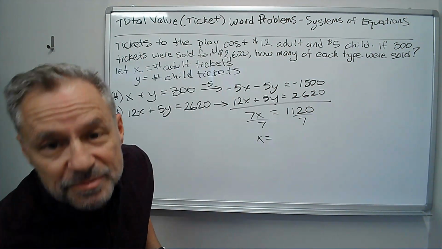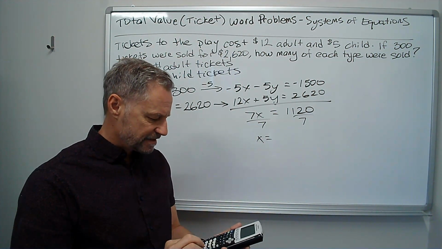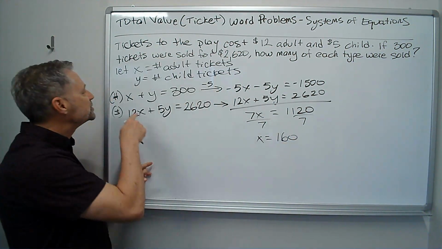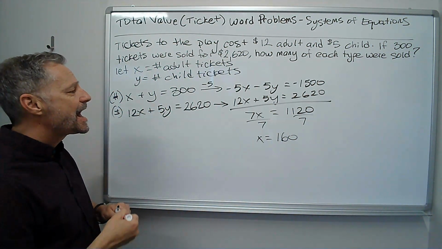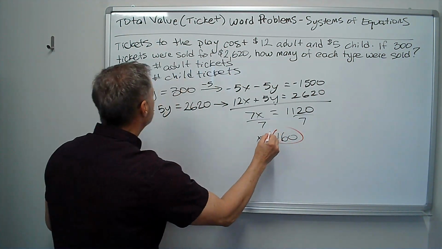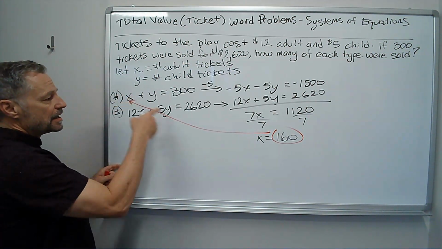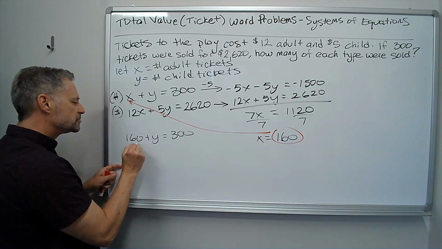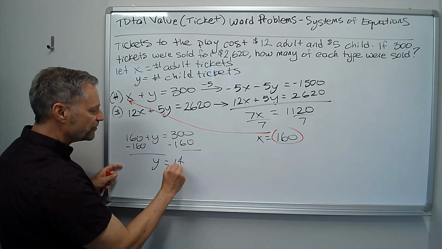All right. Use my handy dandy calculator here. So I go 1120 divided by 7, and I get 160, which is the number of adult tickets. And so what I'm going to do is take that. I can plug that into either equation and solve for y. Obviously, it's going to be easier if I plug it in here. And so that equation is just going to become x, which is 160, plus y equals 300. Subtract the 160, and I get y equals 140.